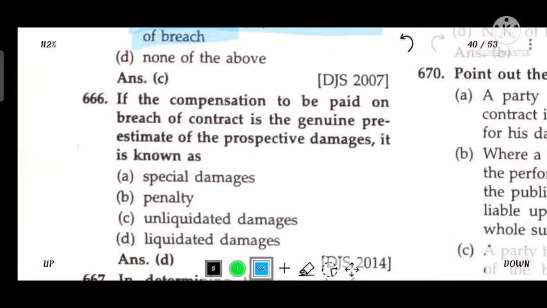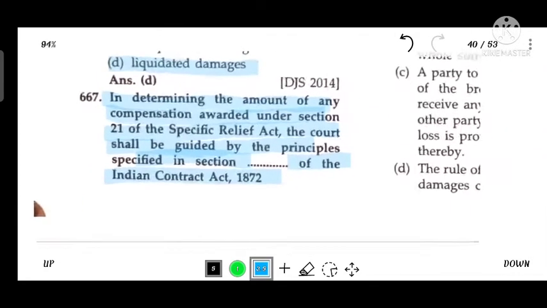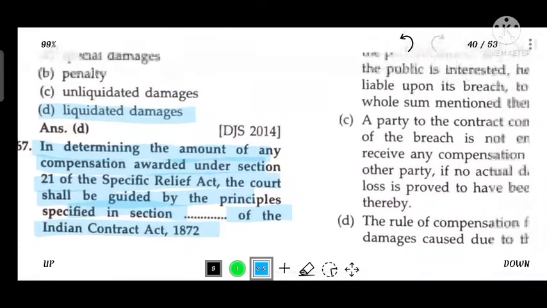If the compensation to be paid on the breach of contract is a genuine pre-estimate of the prospective damage, it is known as liquidated damages. In determining the amount of any compensation awarded under Section 21 of the Specific Relief Act, the court shall be guided by the principle specified in Section 73 of the Indian Contract Act.